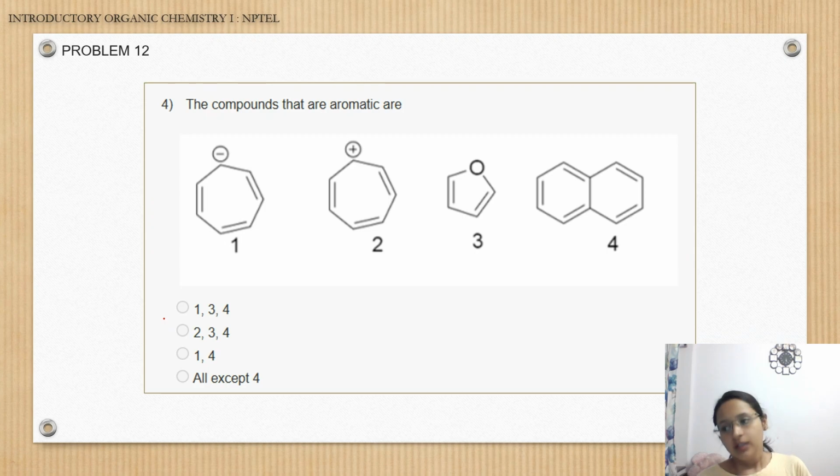So problem number 12. So guys, they are asking, the compounds that are aromatic are. Among these 1, 2, 3 and 4, you have to assign which compounds are aromatic. Which of the compounds are aromatic? So one by one we are going through these compounds. Just tell me, compound number 1, is it aromatic, anti-aromatic or not? You don't have to worry about it. Just tell me, is it aromatic or not aromatic?